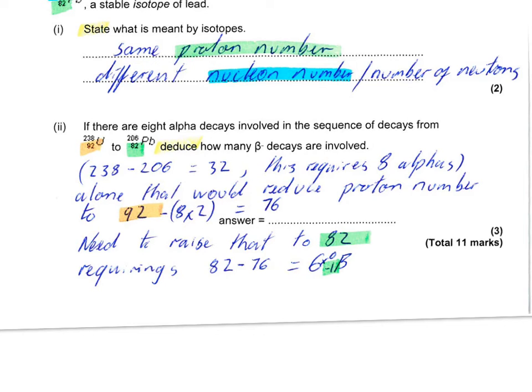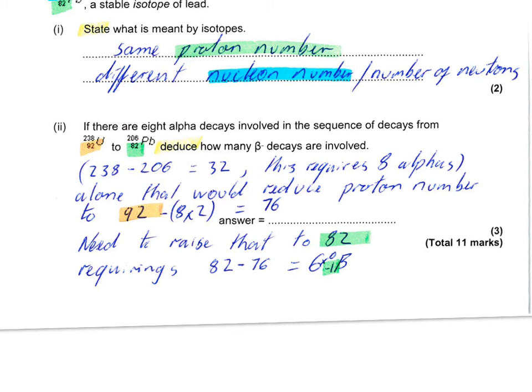Remember, the beta decays don't affect the nucleon number because we change one type of nucleon, a neutron, into another, a proton. So what would that do to the proton number? Well, each time I do an alpha decay, I drop the proton number by 2, as we saw in the parts of the question above. So we'd be going from 92, and then taking off 8 lots of 2, because I know I've got 8 alpha decays, and that turns out to be 76. So on its own, those 8 alpha decays would have reduced the proton number down to 76.